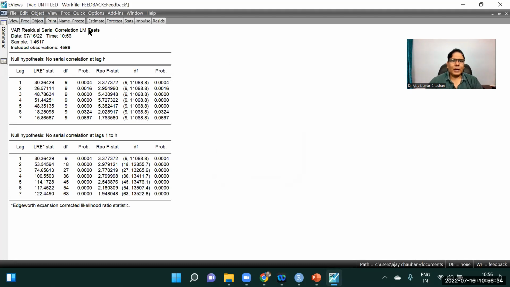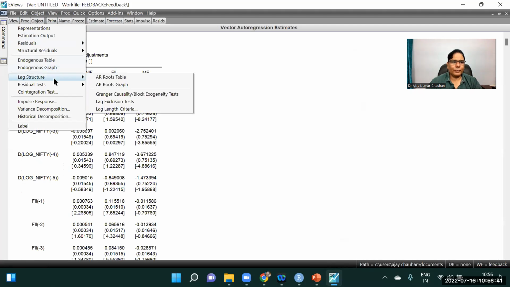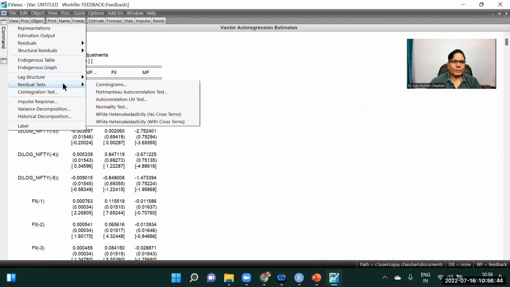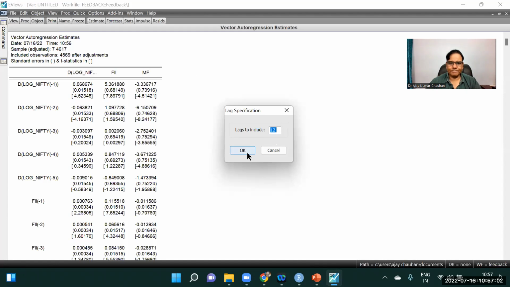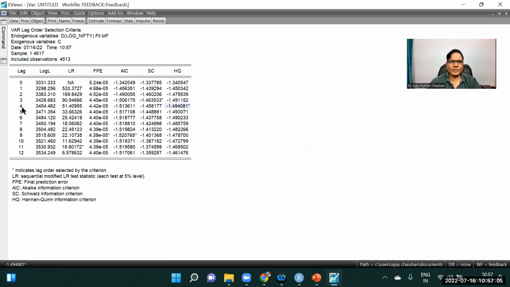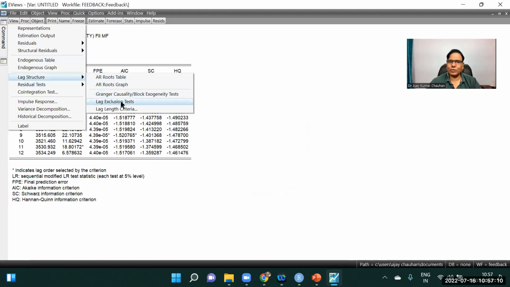Okay. So how many lags are we taking? We are taking the lag of 5. So then we have to go for block exogeneity test, Granger causality block exogeneity test. So this test is known as VAR test. So after identifying the optimum lag according to the lag length criteria, which is represented by 4, you can cross check it by clicking on lag exclusion test.